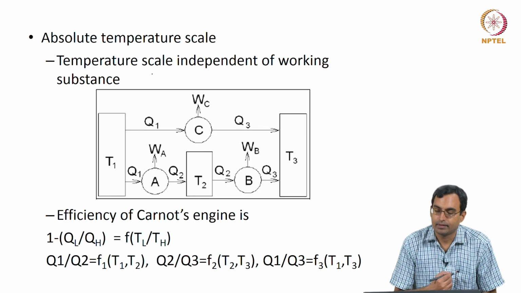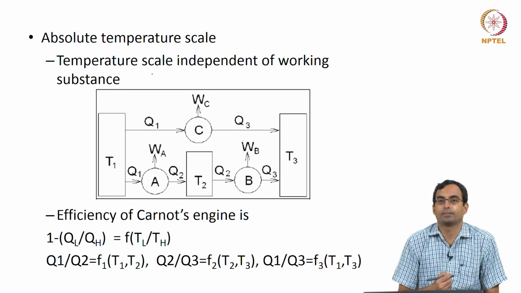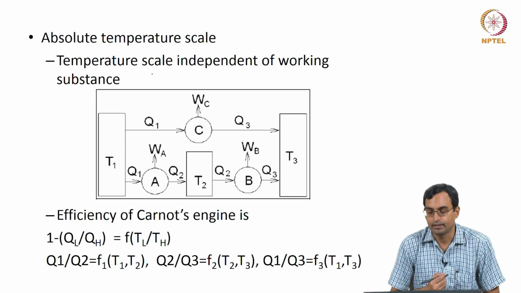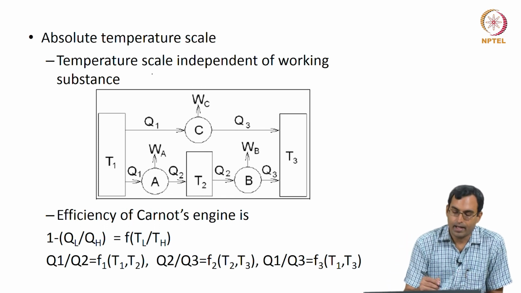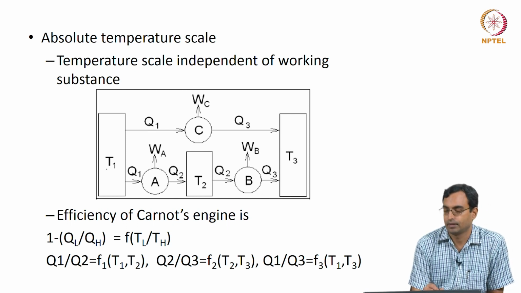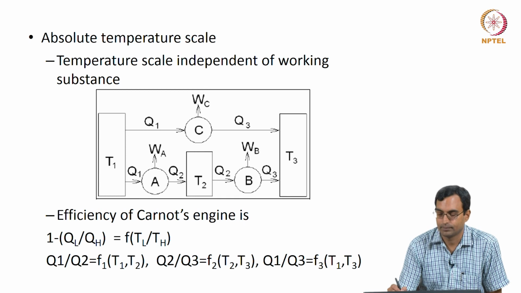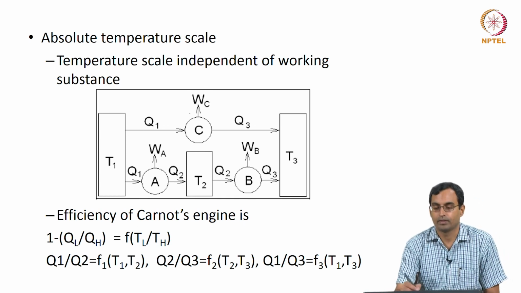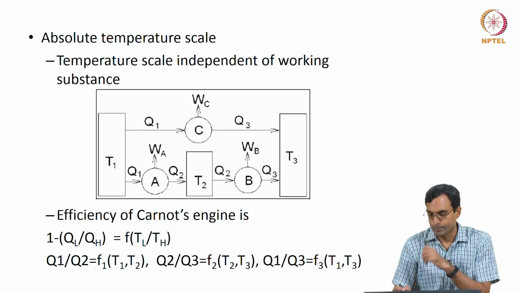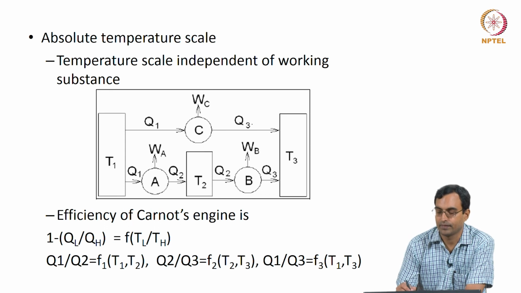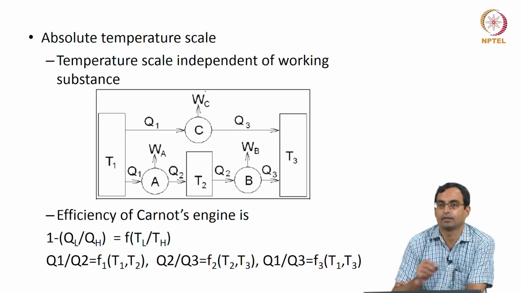The Carnot engine and the second law also give us the concept of an absolute temperature scale, which is essentially a temperature scale which is independent of the working substance. So, let us say we have some temperature reservoir, let us say it is high temperature T1, some low temperature at T3. I can run a Carnot engine between T1 and T3 and get out some work Wc. So, this takes Q1 amount of heat, rejects Q3 amount of heat and gives me a net work of Wc.